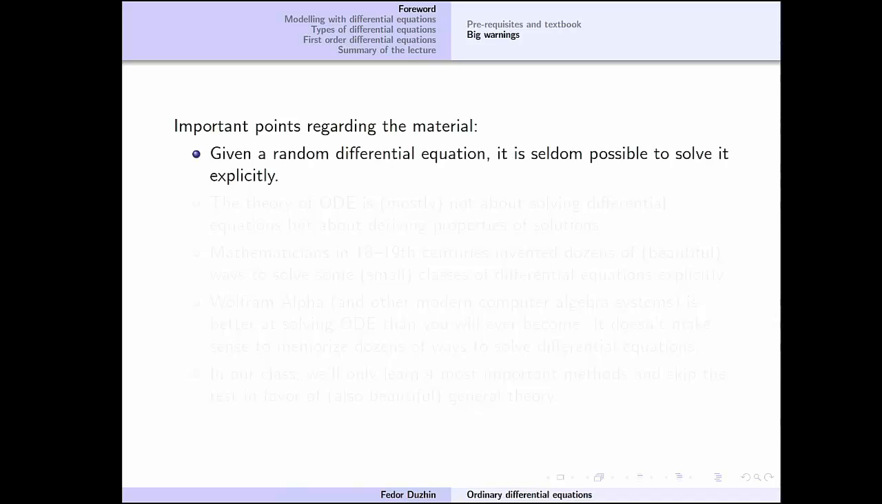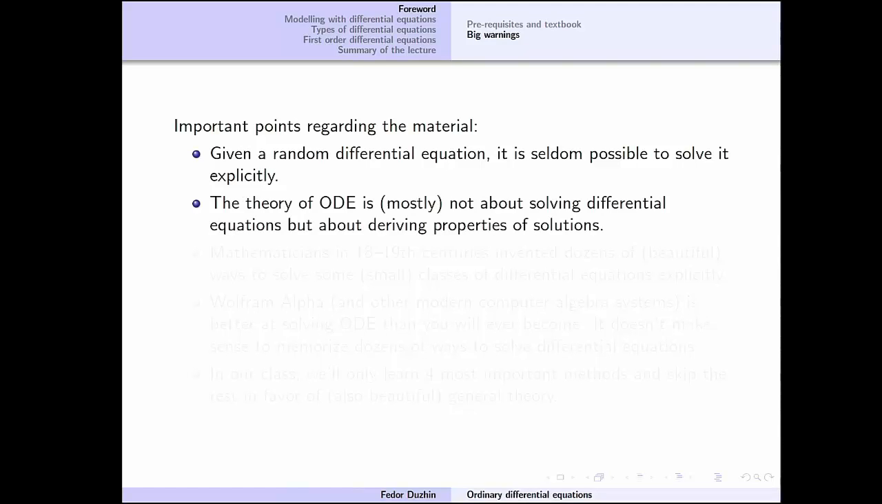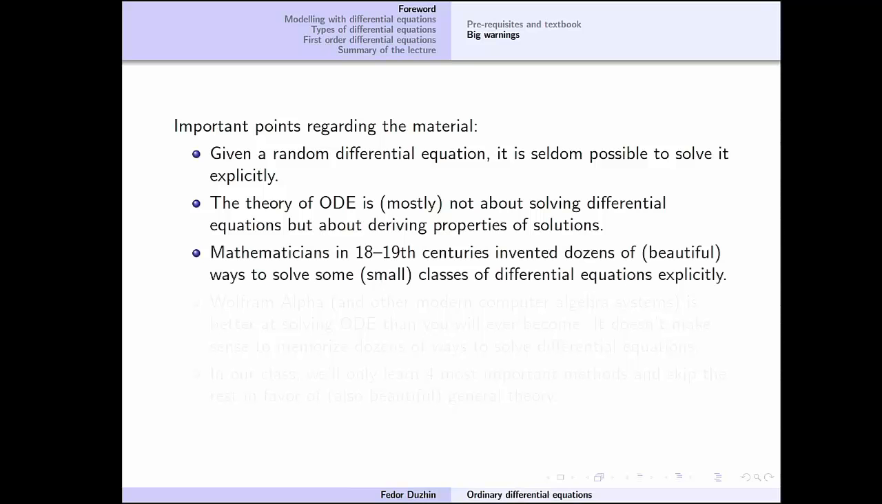So the important point here being that, strictly speaking, this is actually more of a typical case. So it is kind of a luxury when you are able to solve a differential equation explicitly, right? So usually you cannot. And the theory of differential equations is mostly about how to work with differential equations that we cannot solve explicitly, right?